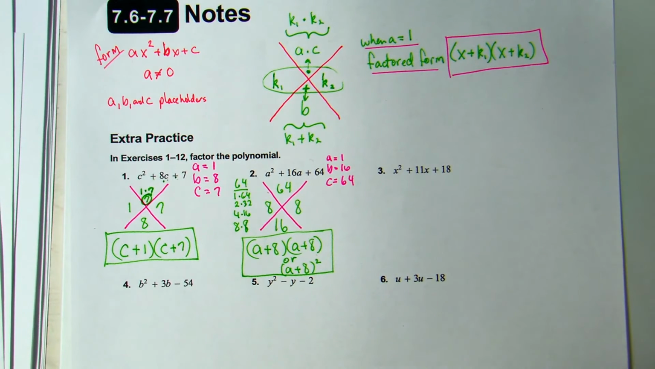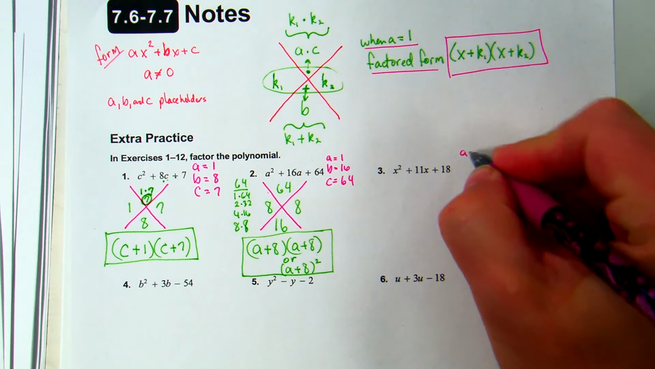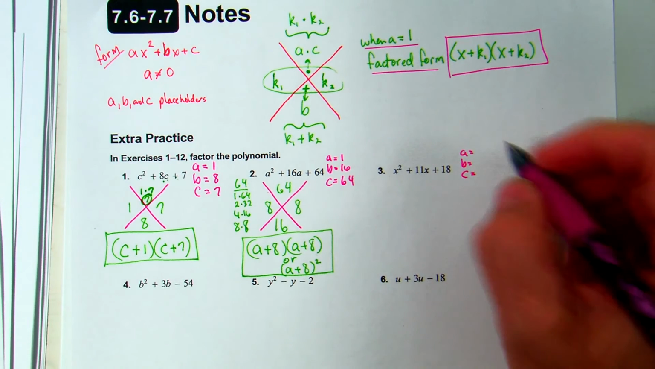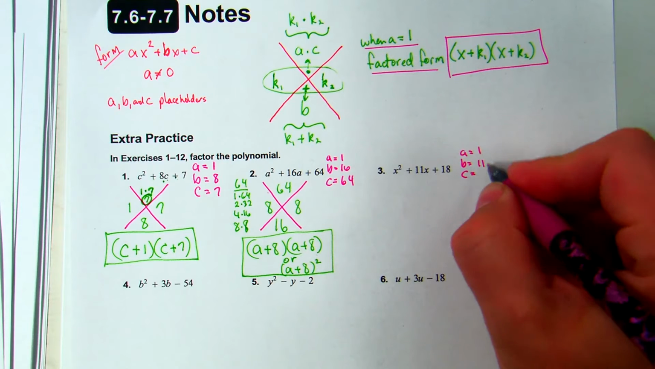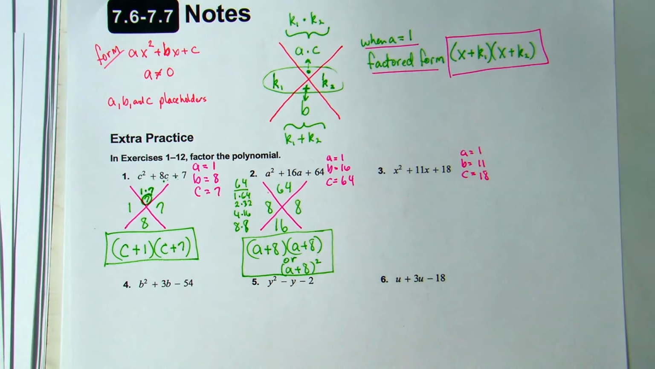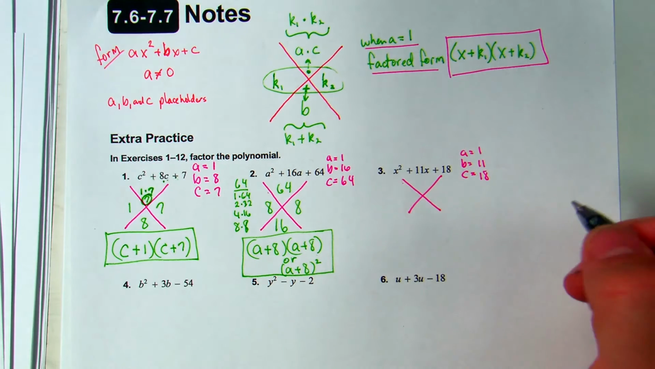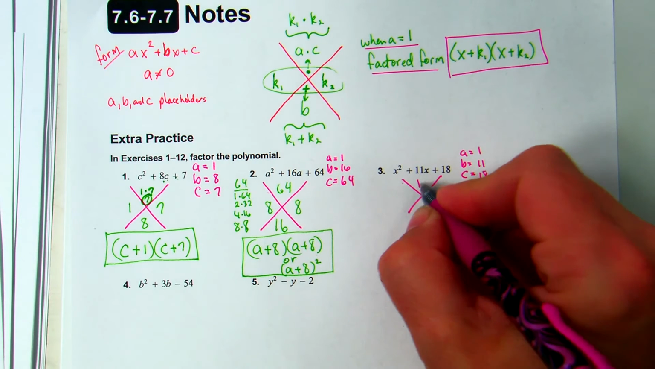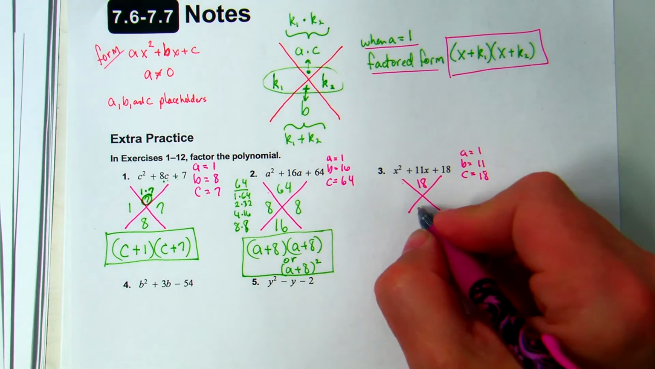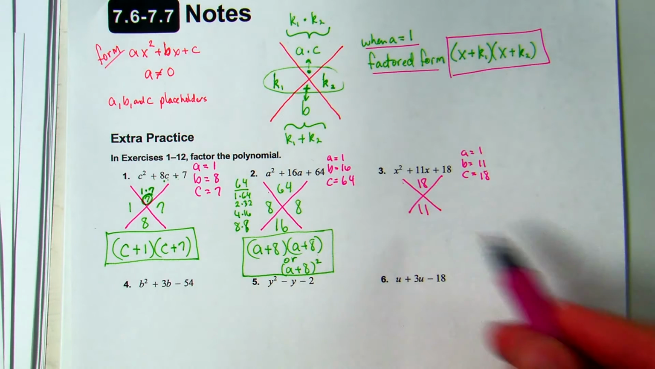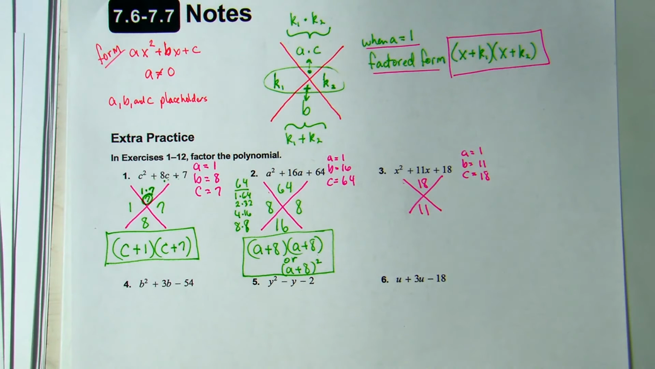On number 3, we can identify our placeholders again. For A, it's still a 1. For B, it's an 11. For C, it's 18. Very good. If I draw my X, the top term is going to be 18. The bottom term is going to be 11. And then I'm going to look at the factors of 18 that would add, everything's still positive, so we're just adding, that would add to be an 11.